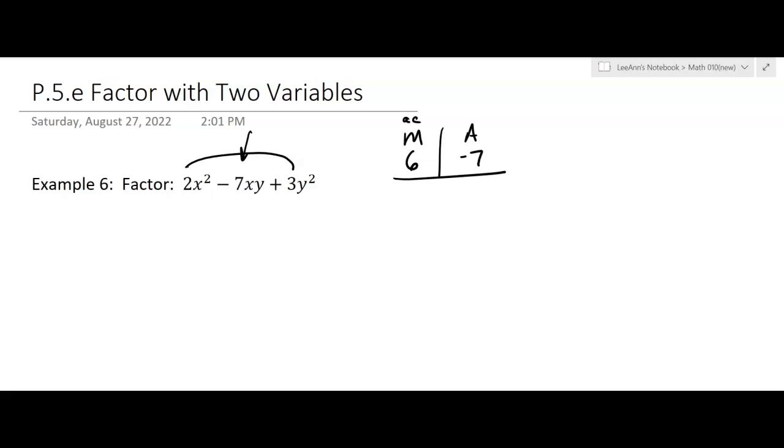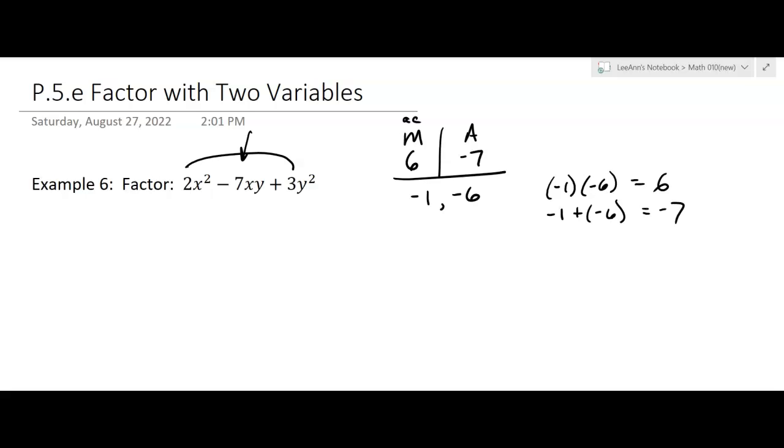Okay, so if I'm going to multiply to be a positive and add to be a negative, they both have to have the same sign. So it's not going to be 2 and 3. It's going to be negative 1 and negative 6. That multiplies to be 6, you know. Negative 1 times negative 6 is 6, and negative 1 plus negative 6 is negative 7.